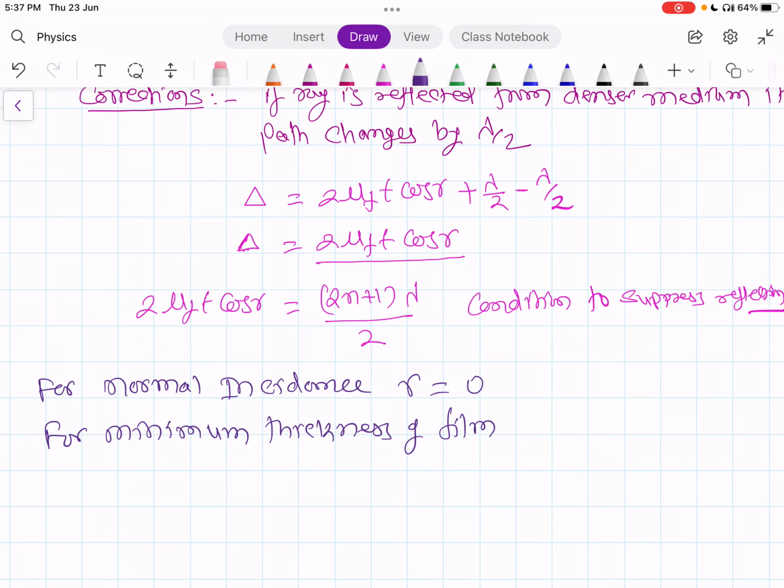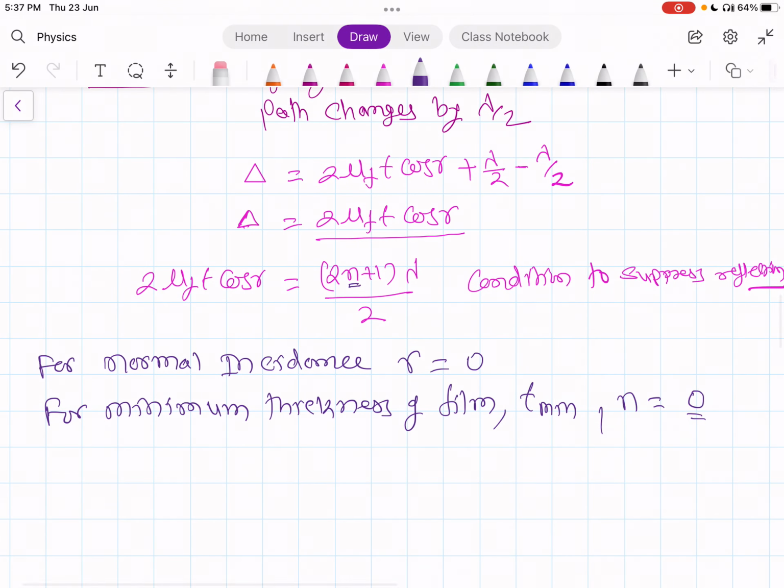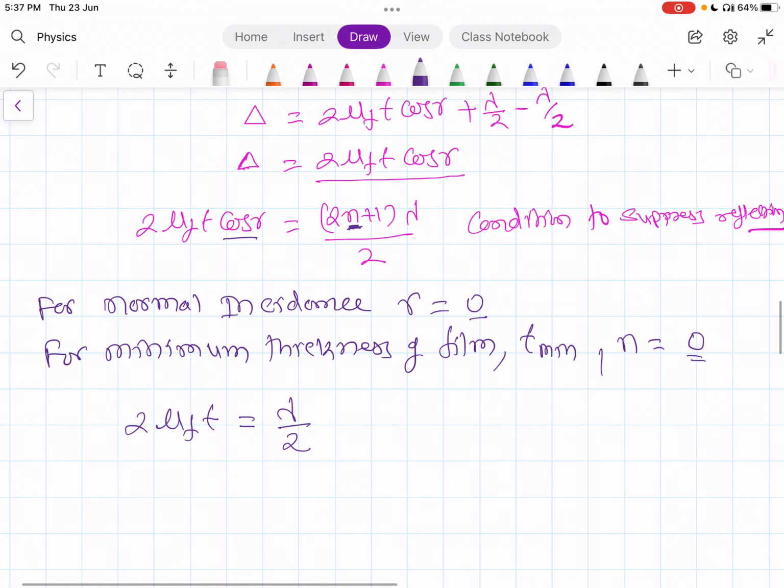you cannot deposit thick film on the glass. The thickness of the film should be minimum on the lens. And for minimum thickness of the film, that is for t minimum, n should be 0. This n should be 0 for minimum thickness. Then let us rewrite the equation: 2 mu f t, and cos r is 1 for normal incidence, equals lambda by 2 because n is equal to 0 for minimum thickness. So I will write that thickness is minimum when n equals 0.